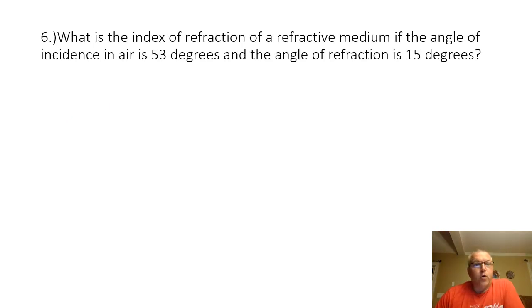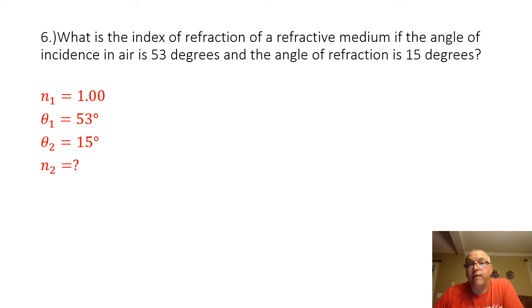Problem 6. What is the index of refraction of a refractive medium if the angle of incidence in air is 53 degrees and the angle of refraction is 15 degrees? So if we are coming from air into another medium, I know that my index of refraction for air is 1.00. My angle of incidence is 53 degrees, and my angle of refraction is 15 degrees. And we are trying to find the index of refraction for our refractive medium, and that is N2.